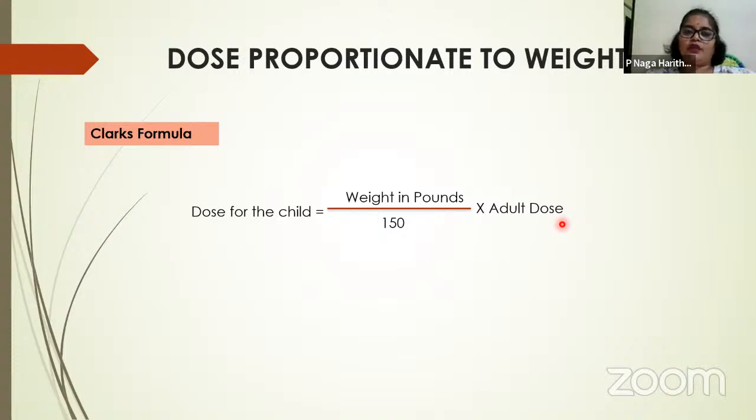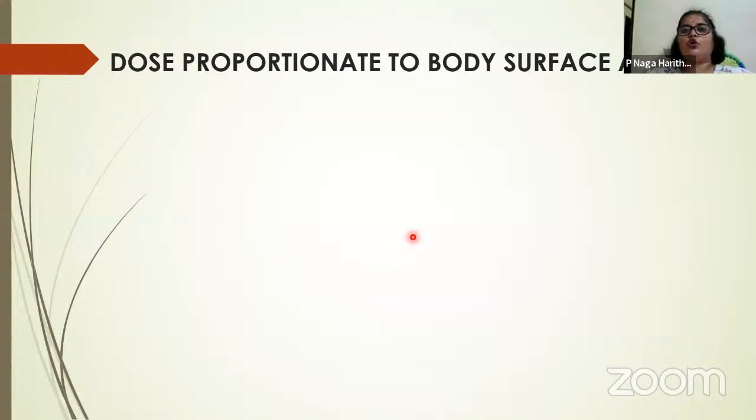If a question directly gives you the weight in pounds, you can substitute it directly in the numerator and calculate. However, if the weight of the patient is given in kgs, first you have to convert kgs into pounds and then calculate the dose for the child. So 1 kg is equal to 2.2 pounds; please make a note of it. And then the third criterion is dose proportionate to body surface area. Calculating the dose based on body surface area is suitable in two conditions.